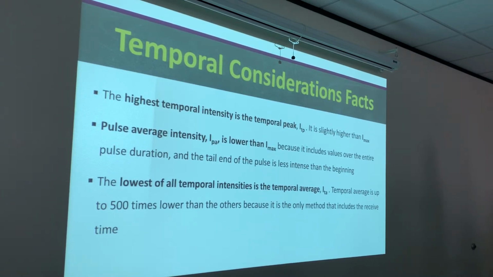The lowest of all temporal intensities is the temporal average. Temporal average is up to 500 times lower than the others because it is the only method that includes the receive time. Remember, we're talking about temporal average. That's going to be our PRP, from the beginning of the pulse to the beginning of the next pulse. One on time, one off time.